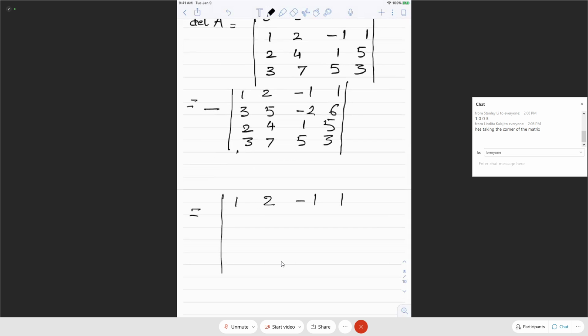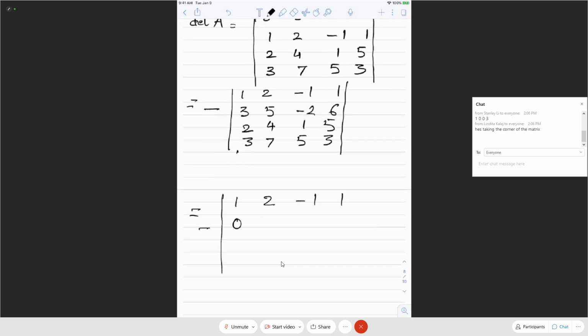I want to make this guy, this 3, I want to make it 0. I want to make this 0. I want to make this 0. Well, very simple. Multiply the first row by minus 3, add it to the second row.